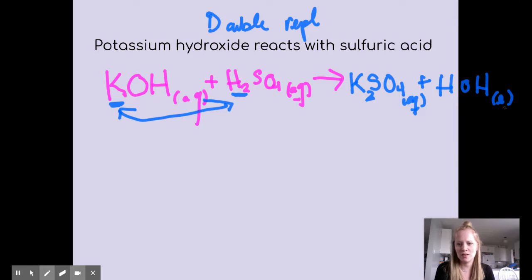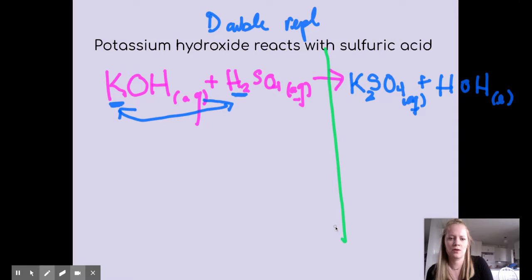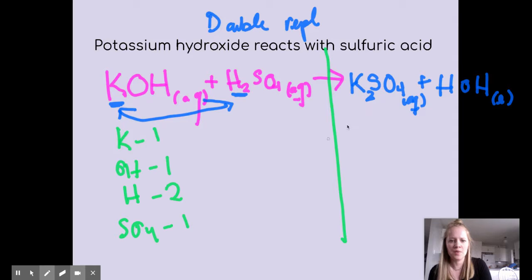The very, very last thing that you should be doing is balancing this guy. So the only thing I can do when I balance is place coefficients, okay? So if I was to do this, potassium, I have 1. Hydroxide, I'm going to keep as a polyatomic. I have 1. Hydrogen, I have 2. And sulfates, I have 1. Okay. Potassiums, I have 2. Hydroxides, I have 1.